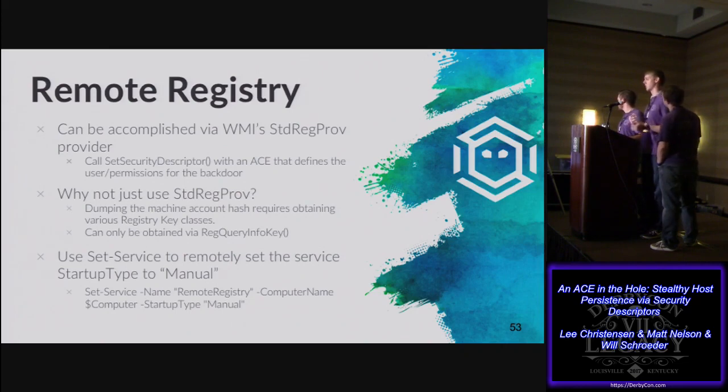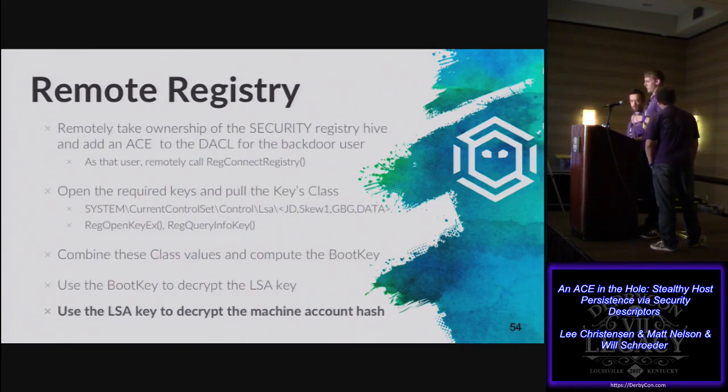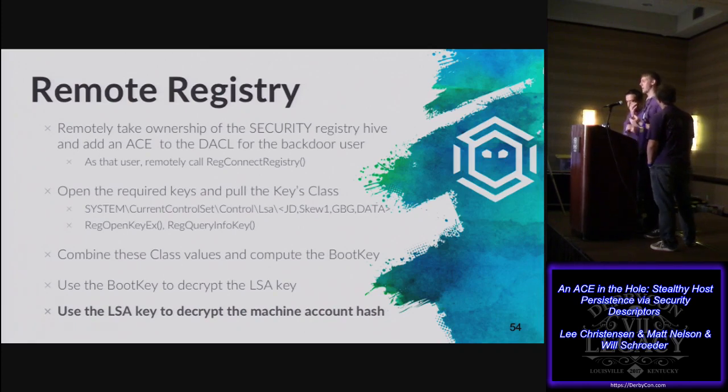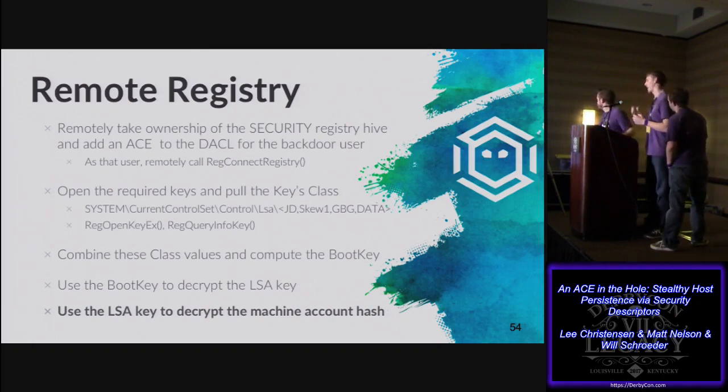And you can do this via WMI's registry provider, instead of using the remote registry itself. The WMI registry provider does not give you the ability, when you're calculating the boot key to retrieve the machine account hash, which we'll go over, the different components here in a minute, you can't do that with WMI. So you have to use remote registry, which is why we're backdooring it to begin with. And obviously it's not started, or it's not enabled, so you can use Set-Service and then remotely enable it.